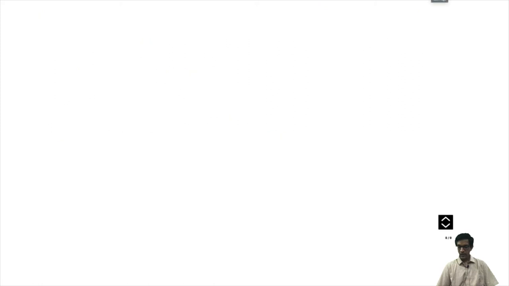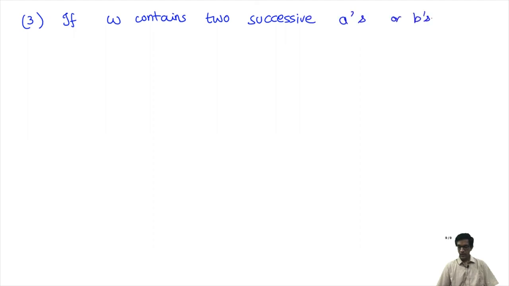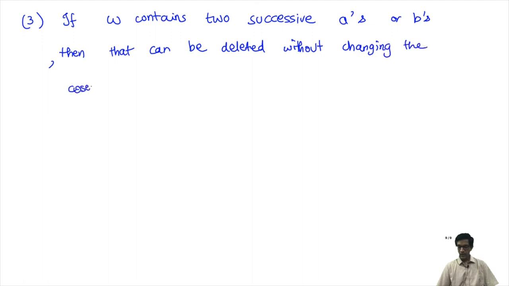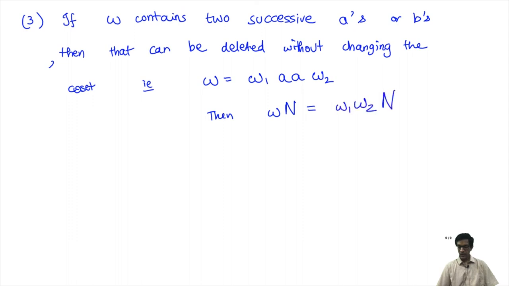So we need a few more reductions now. So here's reduction number 3, which says, remember W is a word only with A's and B's, if W contains two successive A's or two successive B's, then I can delete those two. Then that can be deleted without changing the coset of W. In other words, more formally, if W looks like word W1, AA, W2, then the coset of W is the same as the coset of W1, W2, as I have deleted the A's from it.